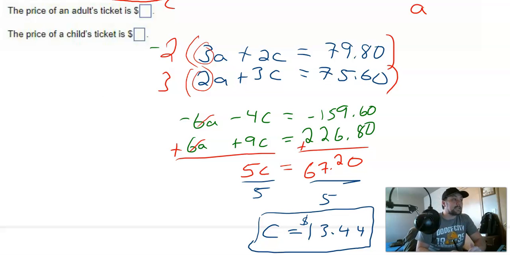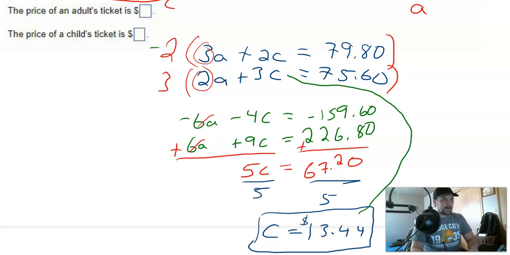How do I find the cost of the adult's ticket? I have to take this value for c, plug it back into one of the original equations before you multiplied it by 2 and 3, right? Because these numbers are kind of big. Let's go back to the original numbers. And again, it's going to be the same amount of work either way. I guess I'll just plug it into the bottom equation. So I'm going to plug it in here.